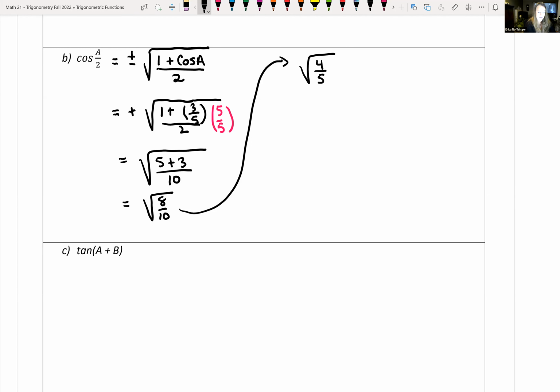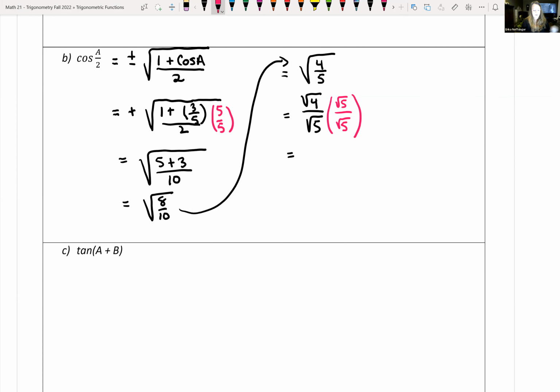Rules, if we have a square root of a fraction, that's the same thing as the square root of the numerator over the square root of the denominator. So we get square root of 4 over the square root of 5. Let's multiply by a fancy one to get rid of the radical in the denominator. So rationalizing that denominator, we can multiply by root 5 over root 5.